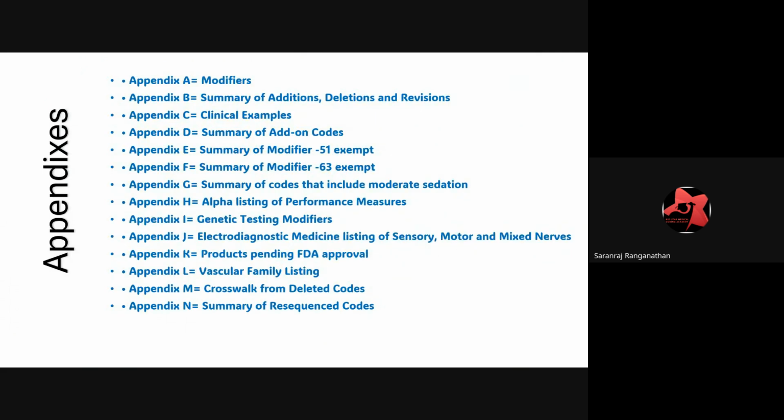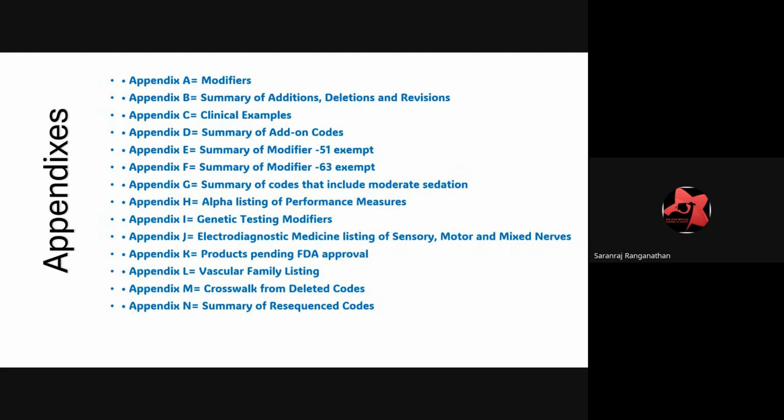Then appendixes. What an appendix does is provide you a summary of the wide range of information available in the different parts of category 1, category 2 and category 3. It is like compiled information. Appendix A gives you the description of the modifiers. At the beginning of the book, on the first page on the left side, you will have only the description of the modifier, but the availability and usage of the modifier you will be able to see in appendix A.